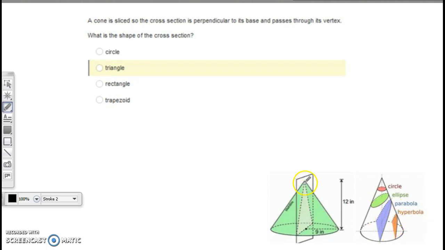But if you slice it perpendicular to the base, which means it forms a 90-degree angle with the base, then that is going to actually make a triangle. So again, some of these might be hard for you to visualize, but you can sketch it, or you can think of it in your mind, or you can even Google images to try to figure out what that's going to look like.